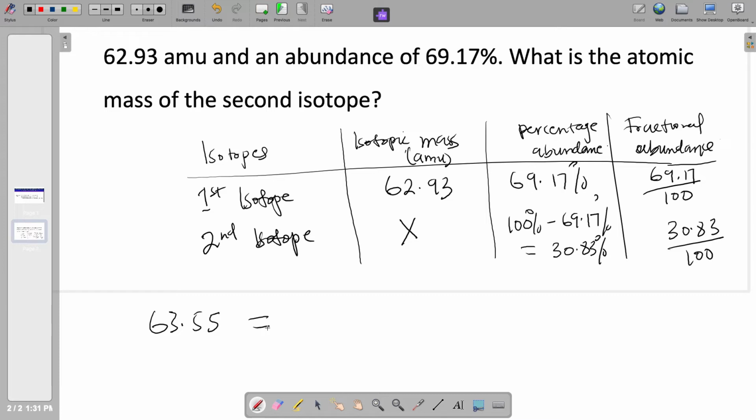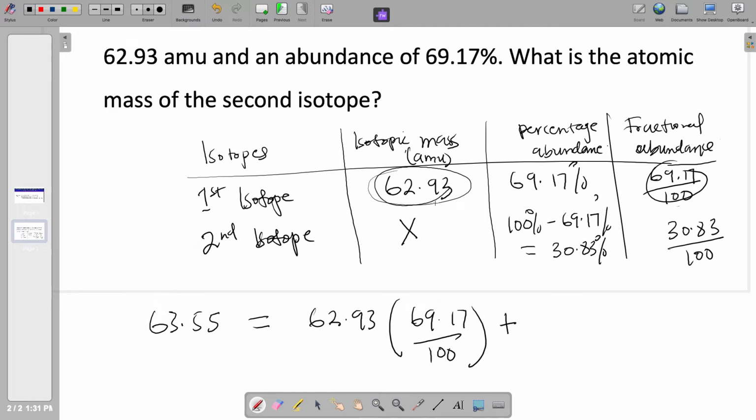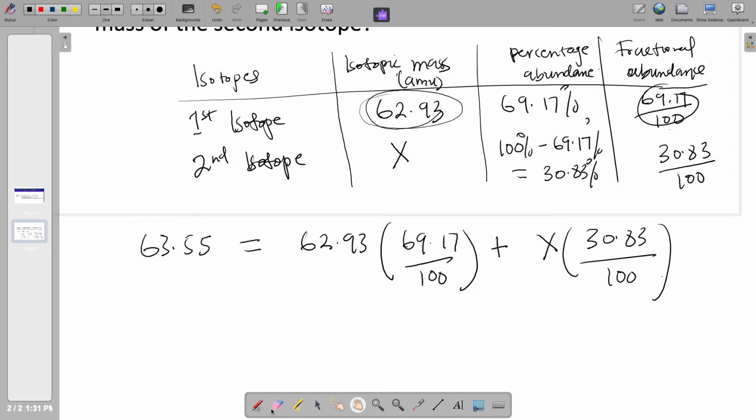63.55, is equal to the mass of the first isotope multiplied by its fractional abundance. So we'll do 62.93 multiplied by its fractional abundance, which is 69.17 divided by 100. Then we'll add the mass of the second isotope multiplied by its fractional abundance. But remember, we don't know the mass of the second isotope, so we use x. So we'll say x multiplied by the fractional abundance of the second isotope, which is 30.83 divided by 100. Okay. So now, as you can see, we just have one unknown, which is x, to solve.